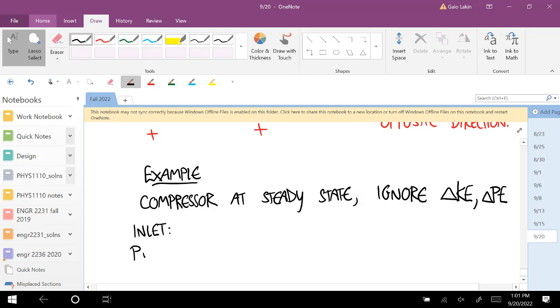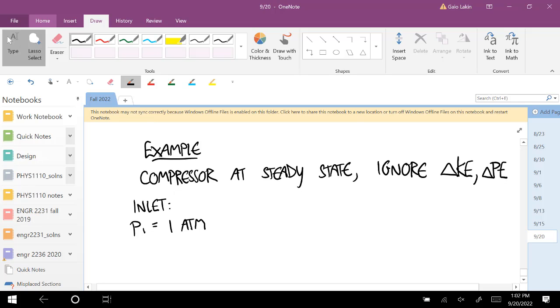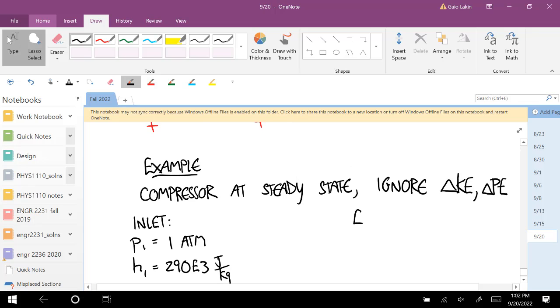At the inlet, we have a pressure P1 of 1 atmosphere and an enthalpy of 290 times 10 to the third joules per kilogram. And at the exit, we have an enthalpy of 1023 times 10 to the third joules per kilogram.